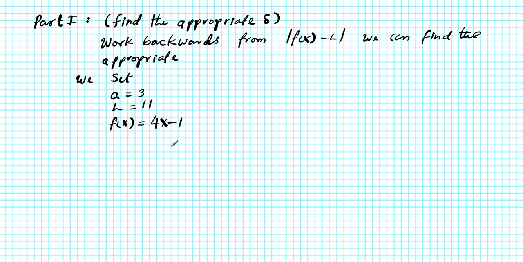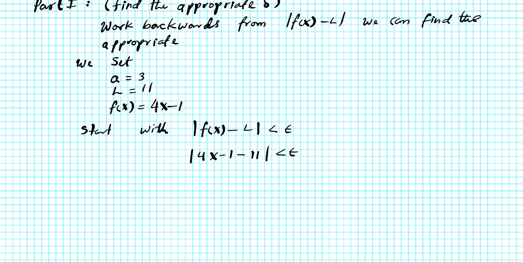So we're going to start with the absolute value of f of x minus L. And then we know from our definition that this is less than epsilon. We're not going to use this part yet, but we just know that this is true. So the function is 4x minus 11. I'm going to put it in here. So I'm going to put 4x minus L. L is 11. Okay, this is less than epsilon.